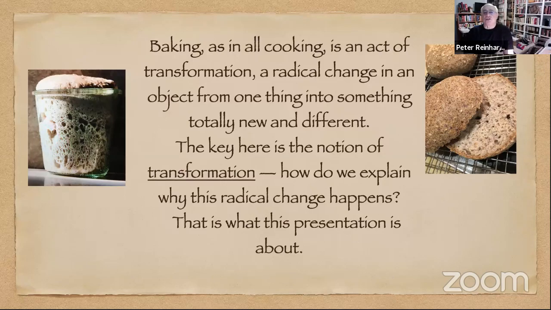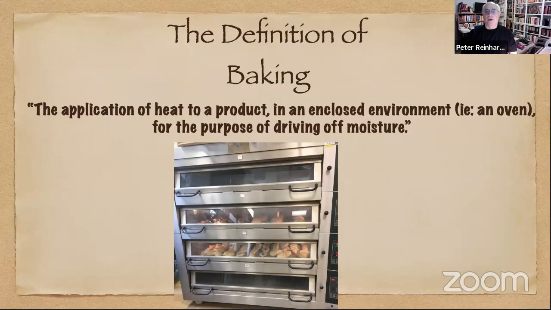And the key here is this notion of transformation. How do we explain why this radical change happens? That's what this presentation is about. So we'll start with the definition. And again, this is real fundamental, and this is textbook. The definition of baking is the application of heat to a product in an enclosed environment, meaning an oven, for the purpose of driving off moisture. There's nothing in that definition that talks about transformations or anything else, but it's this process of baking that allows for transformation to take place at the baking level as we go through our journey of bread baking.